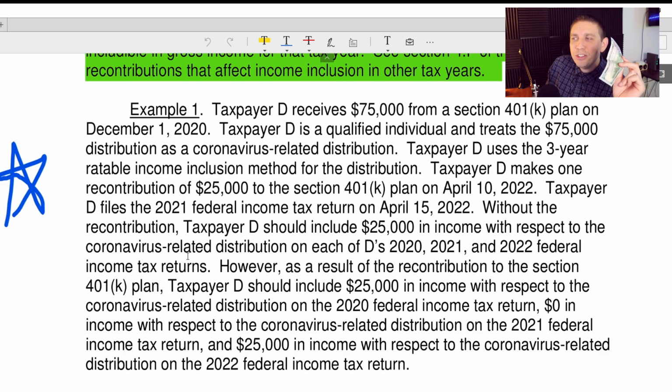However, as a result of the recontribution to the Section 401k plan, taxpayer D should include $100 in income with respect to the coronavirus-related distribution on the 2020 return, $0 in income on the 2021 return, and once again report $100 in income on the 2022 federal income tax return.